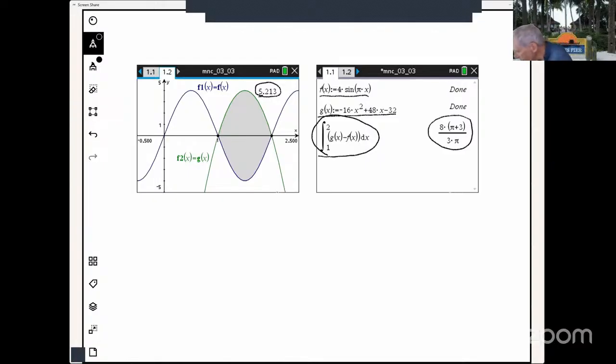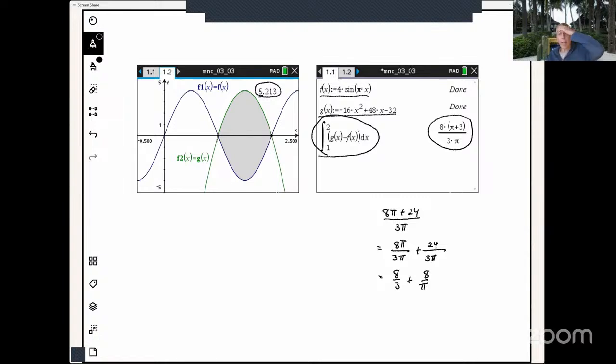Is that my answer? I better check that here. Let's see. I'm going to multiply that out. That's 8 pi plus 24, divided by 3 pi. That's equal to 8 pi divided by 3 pi, with two separate fractions, plus 24 over 3 pi. Is this working out? Yeah, there's my 8 thirds, and yep, there's my 8 over pi. So yes, it is indeed the exact symbolic answer that I got on the previous page. Pretty cool.